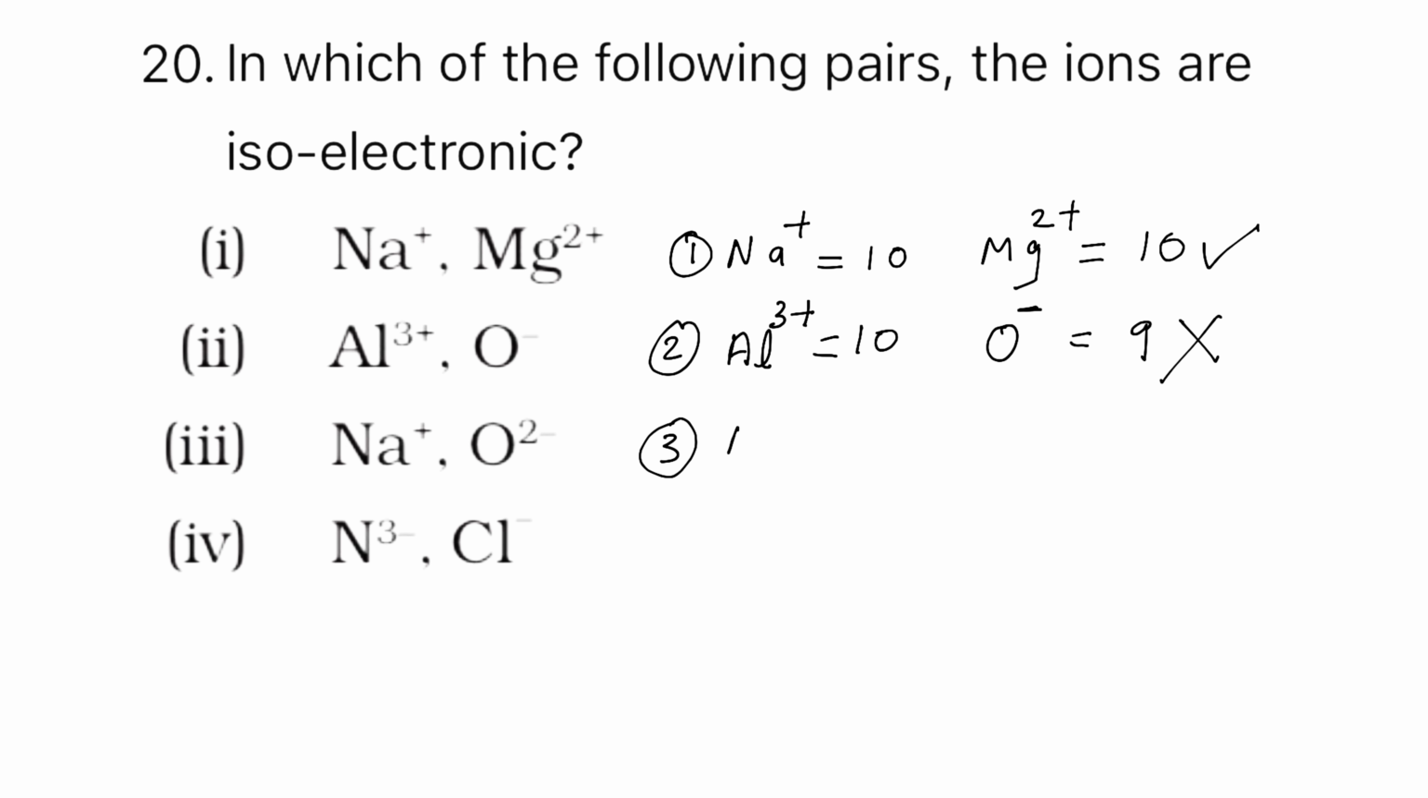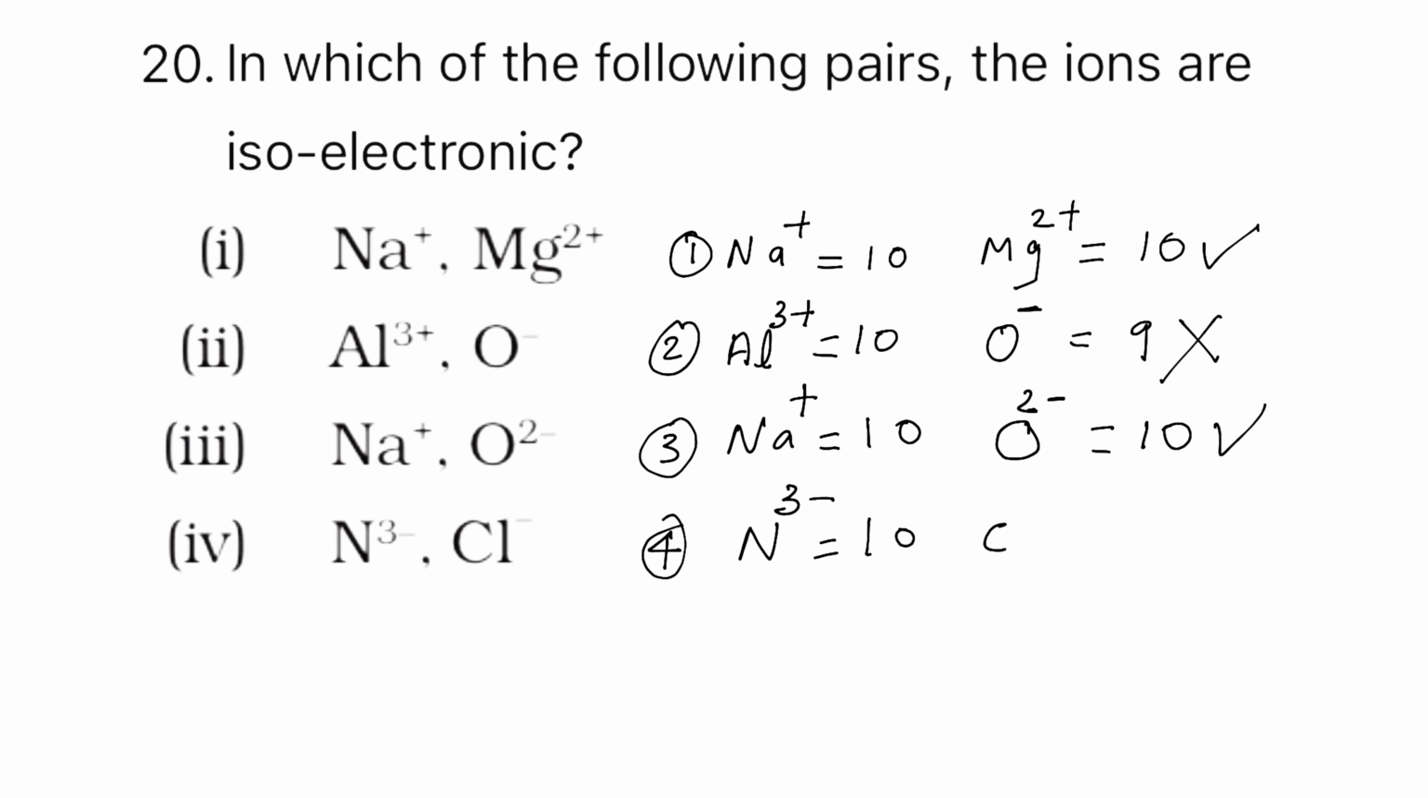The third one: sodium is 11, losing one electron, 10, right? Oxygen 8, and 2- means gaining 2 electrons, so it becomes 10. They are isoelectronic. Now the fourth one, nitrogen. Nitrogen is 7, adding 3 electrons, 10. Chlorine is 17, adding 1 electron, 18.